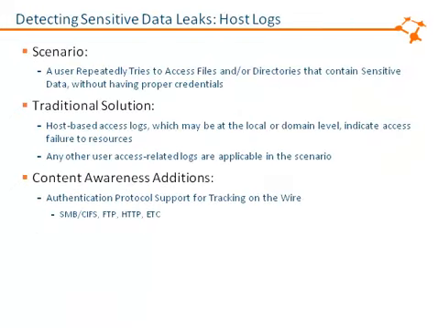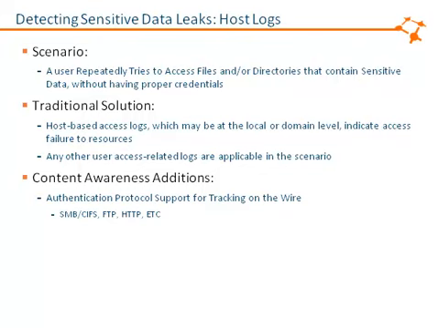All right, so let's talk about detecting sensitive leaks with host logs. A user repeatedly tries to access files or directories that contain sensitive data without having proper credentials. How would we identify that with traditional solutions? We'd basically look at the host-based access logs, which may be at the local or domain level, and they indicate failures to access resources, right? So you get the object access denied on an Active Directory or on a Windows file server. It's basically just a bunch of denies trying to open up or traverse different directories on a file server. And any other user access-related logs are applicable in this scenario. It could be FTP servers, it could be HTTP servers where they're getting 404 errors. They're trying to get pages that aren't listed. They're just basically brute forcing their way through.